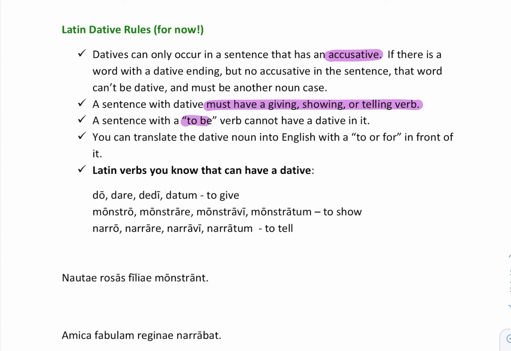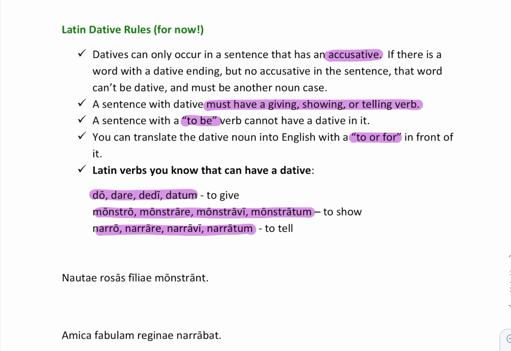A sentence with a to be verb cannot have a dative in it. It has to have an action verb, and you can translate the dative noun into English with a to or for in front of it. So here are 3 Latin verbs you know, because they're in this week's vocabulary. Do, dare, dedi, datum means to give. Monstro, monstrare, monstravi, monstratum means to show. Narro, narrare, narravi, narratum, to tell.